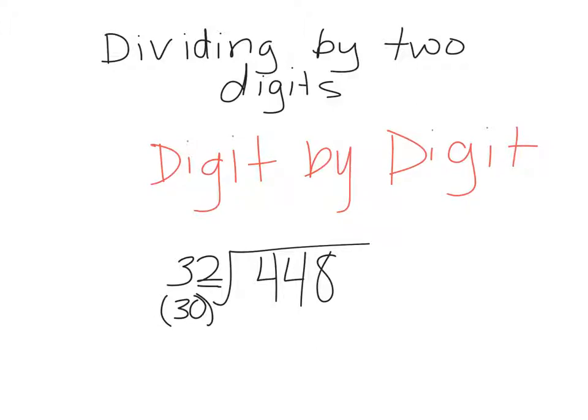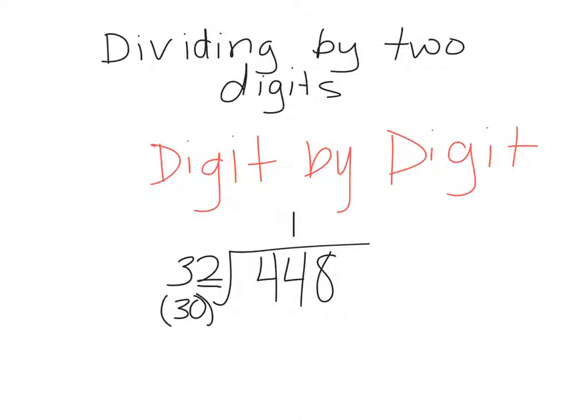And then our second step is to estimate the first digit. We know that 30 won't go into 4, but if we rounded the 44 to 40, we know that 30 divides into 40 about 1 time, making sure that we put the 1 above the second 4 since we know that 32 wouldn't go into 4.